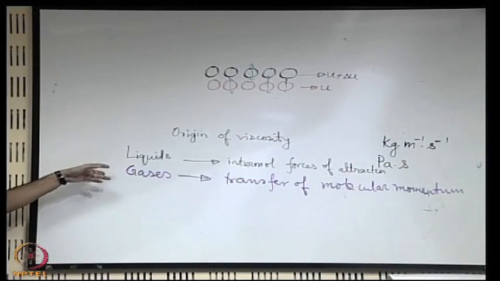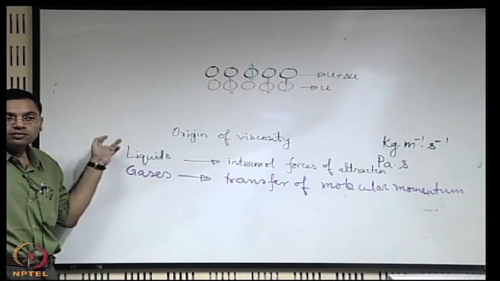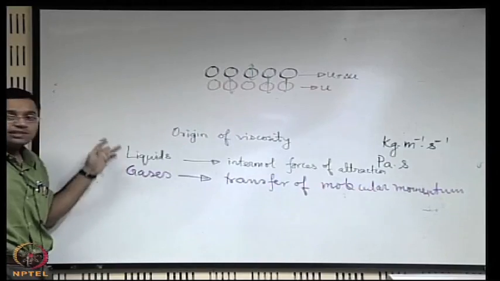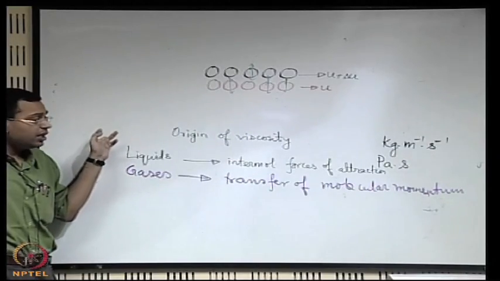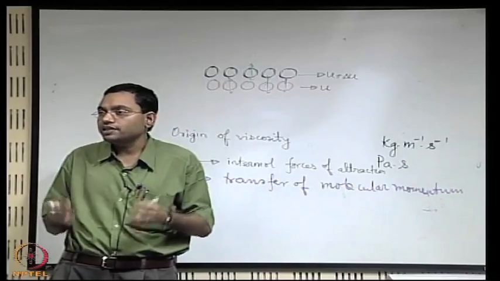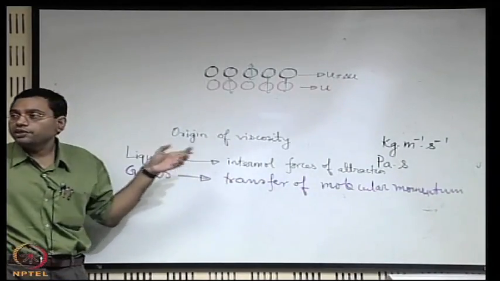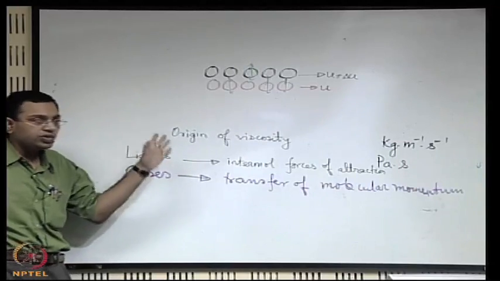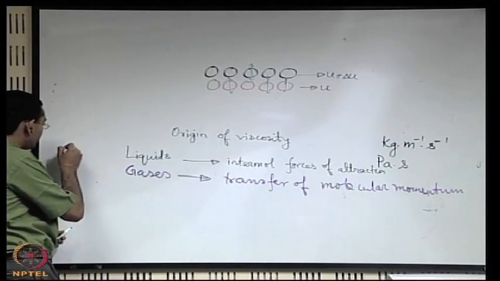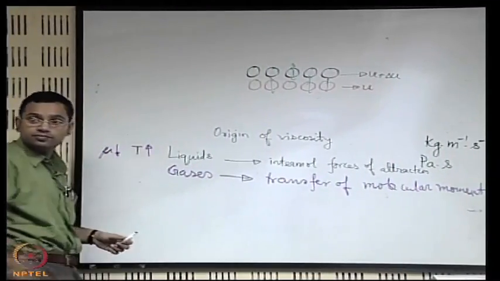Let us take one by one. Say for liquids it is expected to decrease. Why? If you increase the temperature, the intermolecular forces of attraction would be overcome by the thermal agitation, and therefore the basic origin of viscosity will be disturbed. So it is intuitively expected that for liquids the viscosity should decrease with increase in temperature.